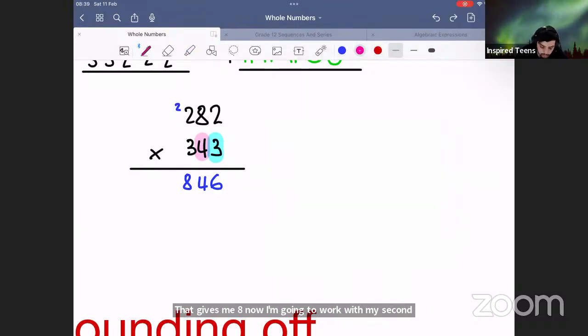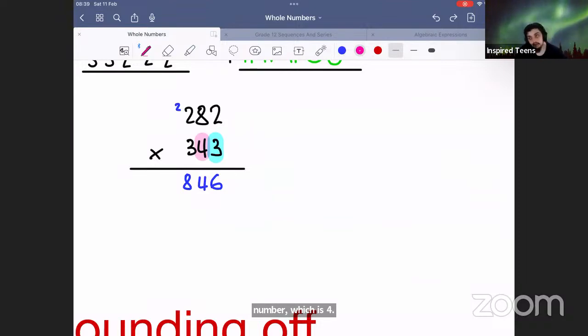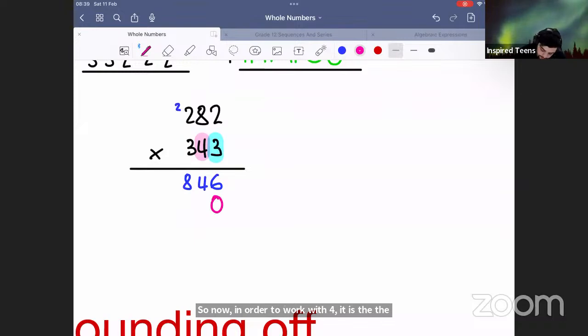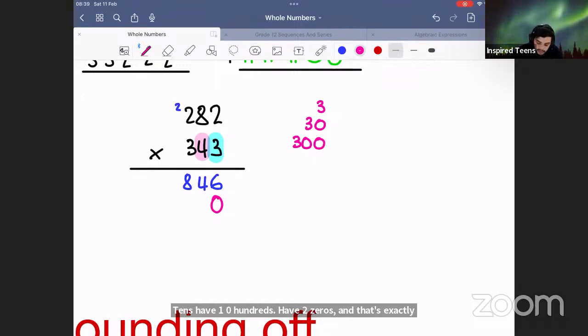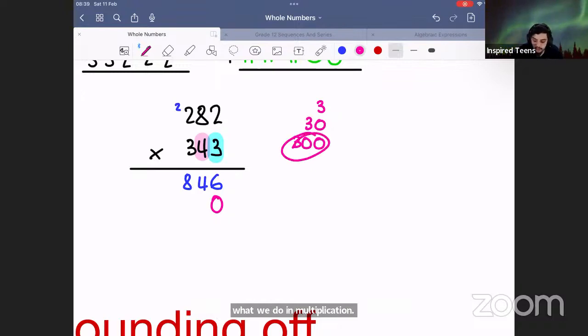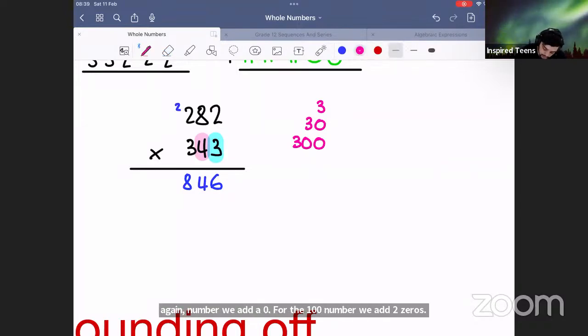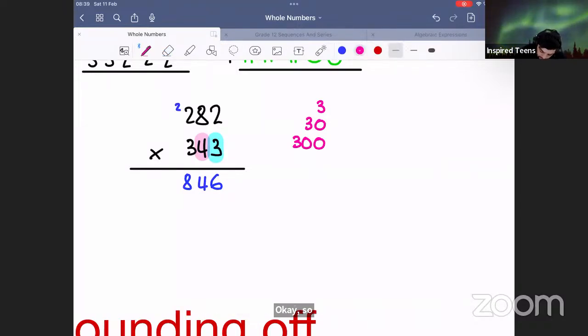So now in order to work with 4, it is the tens. So I'm going to add a single 0. So remember, units have no zeros, tens have 1 zero, hundreds have 2 zeros. And that's exactly what we do in multiplication. For the 10 number, we add a 0. For the 100 number, we add 2 zeros. Okay, so now I'm going to add my 0 first.